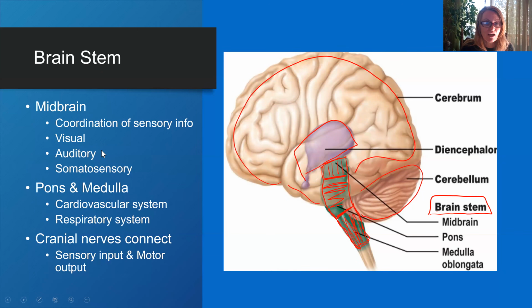It has visual, auditory, somatosensory centers. Pons and medulla are involved in the regulation of the cardiovascular system and respiratory system. And we have many cranial nerves. Actually, out of 12 pairs of cranial nerves, 10 will originate or will be connected, let's say, to the brain stem, right?